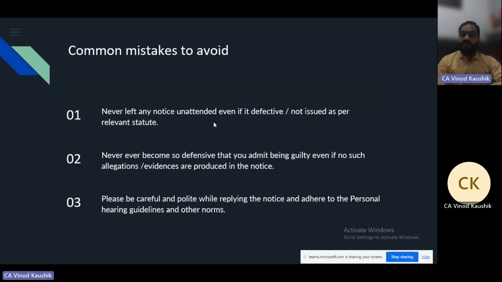Don't let any notice go unattended. Even if it is defective, the reply has to be there. Never ever become so defensive that you admit being guilty even if no such allegations or evidence are produced in that notice. Stay strong, reply on merits, don't disrespect officers, give your reply on merits, explain the law, rules, and relevant notifications.